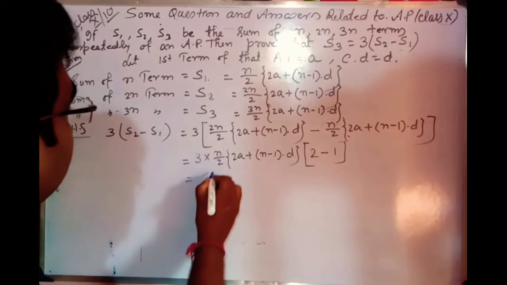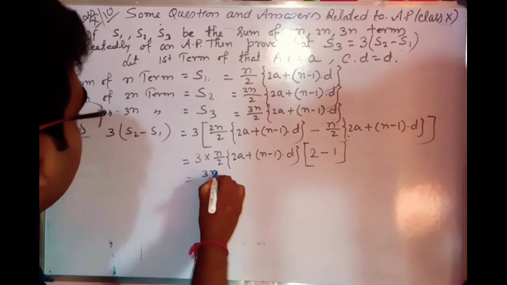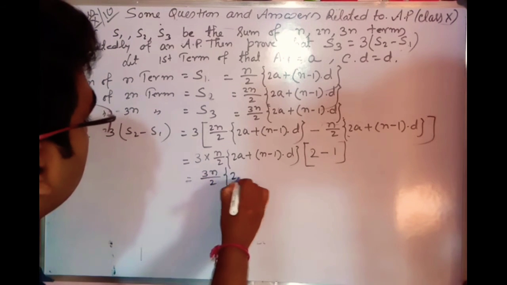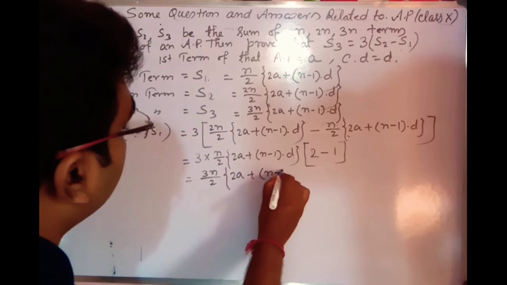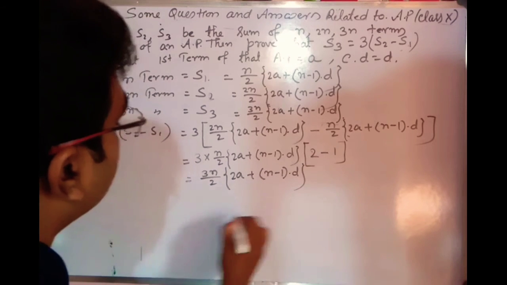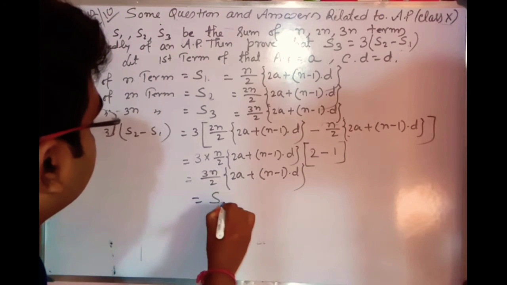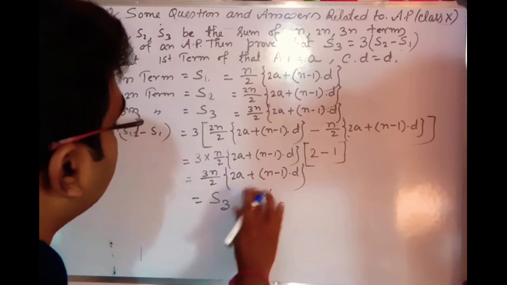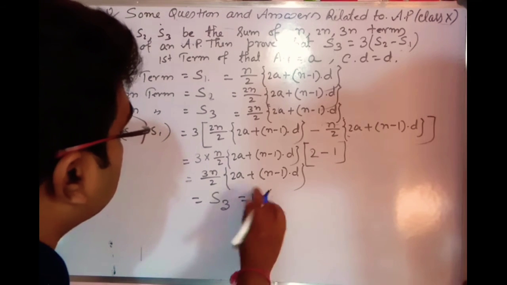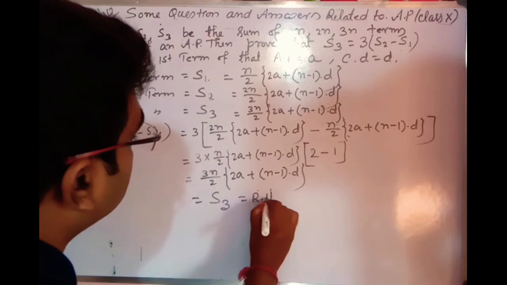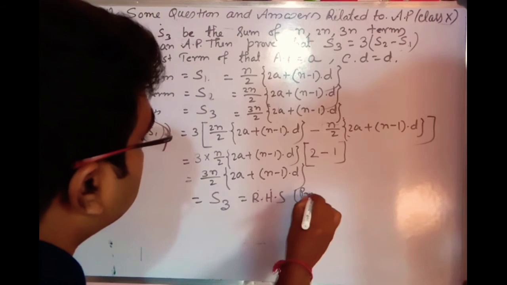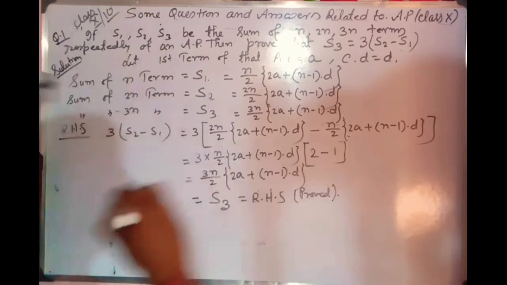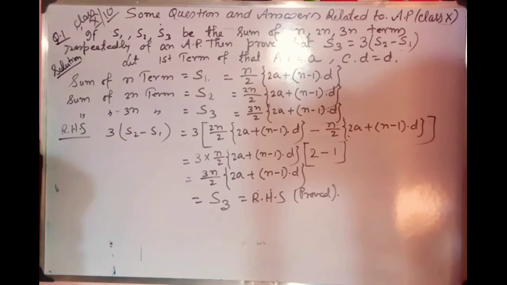So from here, this is a very easy question. You can write 3n by 2 into twice A plus n minus 1 into D, and that is equal to S3. So that's equal to RHS. Proved. Okay, next, move to another question.